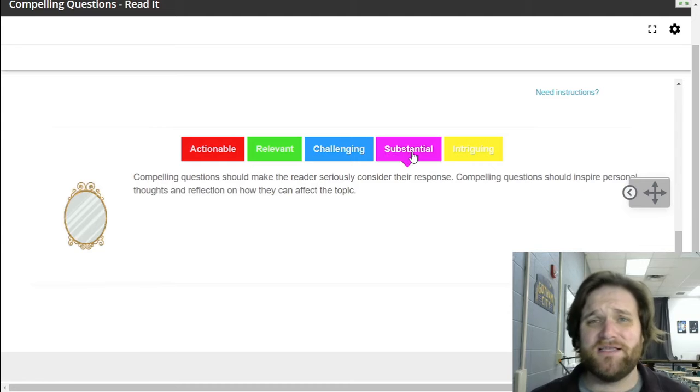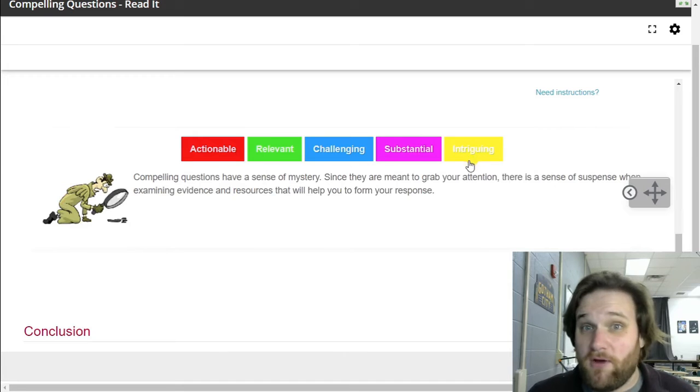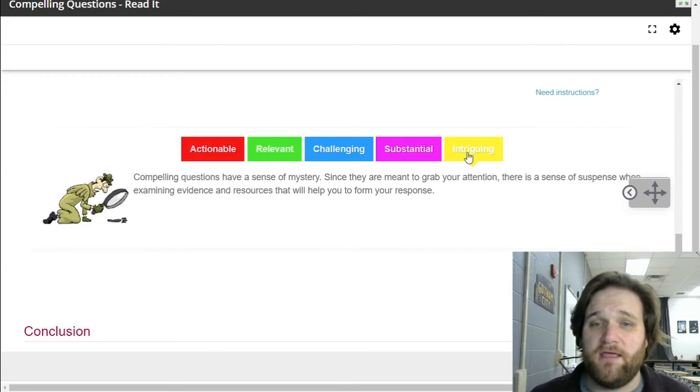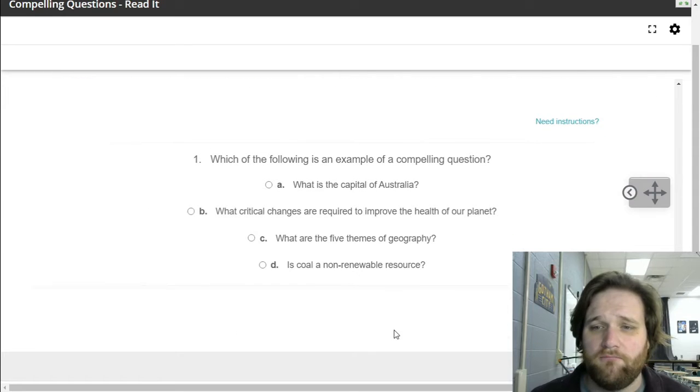Substantial, make it have substance. This does not need to be a shallow question. There needs to be more to this. And intriguing. If it grabs your attention, then there needs to be a curiosity about it. It makes you wonder. Okay, so now, at the bottom, I've told you this is not an assignment. This is to check for your understanding. Some of you will have different questions. You will not all have this one question right here.